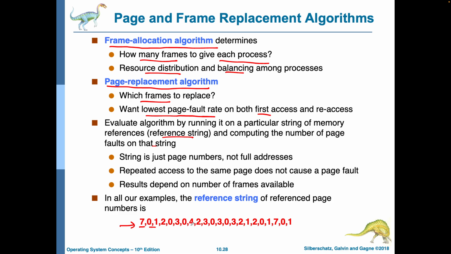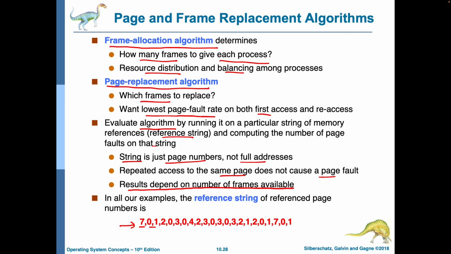If a sequence of page references comes like this one, then we can evaluate how many faults each algorithm incurs. The string here is just the page numbers, not full addresses. And repeated access to the same page does not cause a page fault, of course. But if the page is not in a frame, it causes a page fault. So the results depend on the number of frames available.